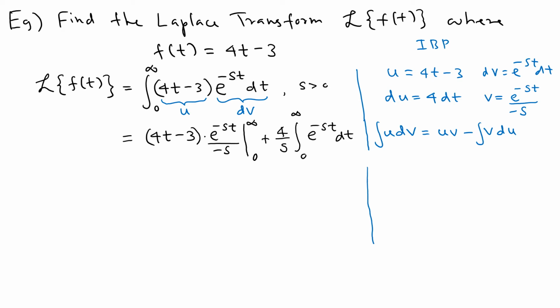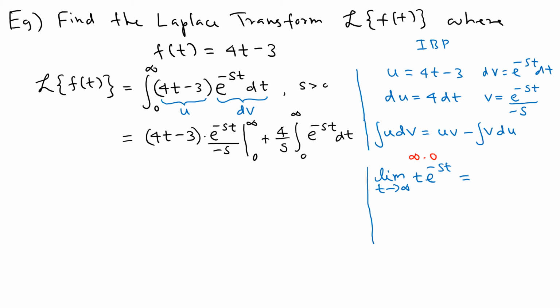So what we need to do is limit, as t goes to infinity, t times e to the minus st. You can see that the first function goes to infinity, the second function goes to 0, so we don't know what's going to happen. In that case, what we normally do is we can use L'Hôpital's rule.